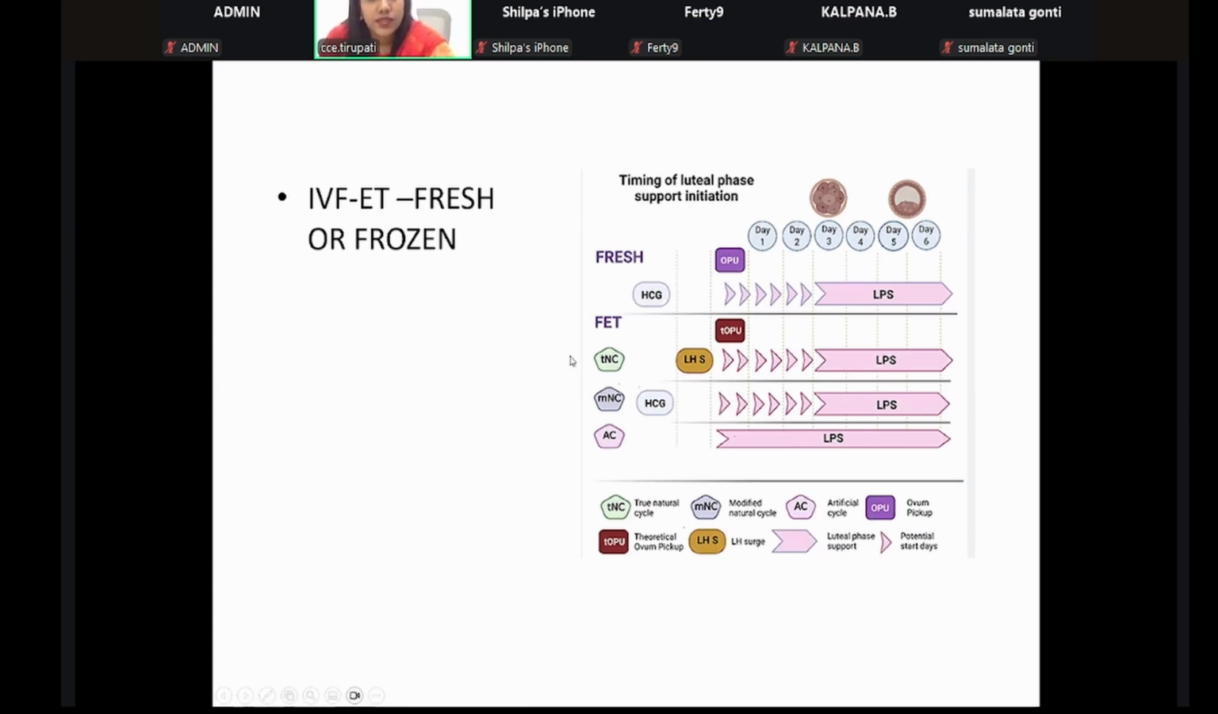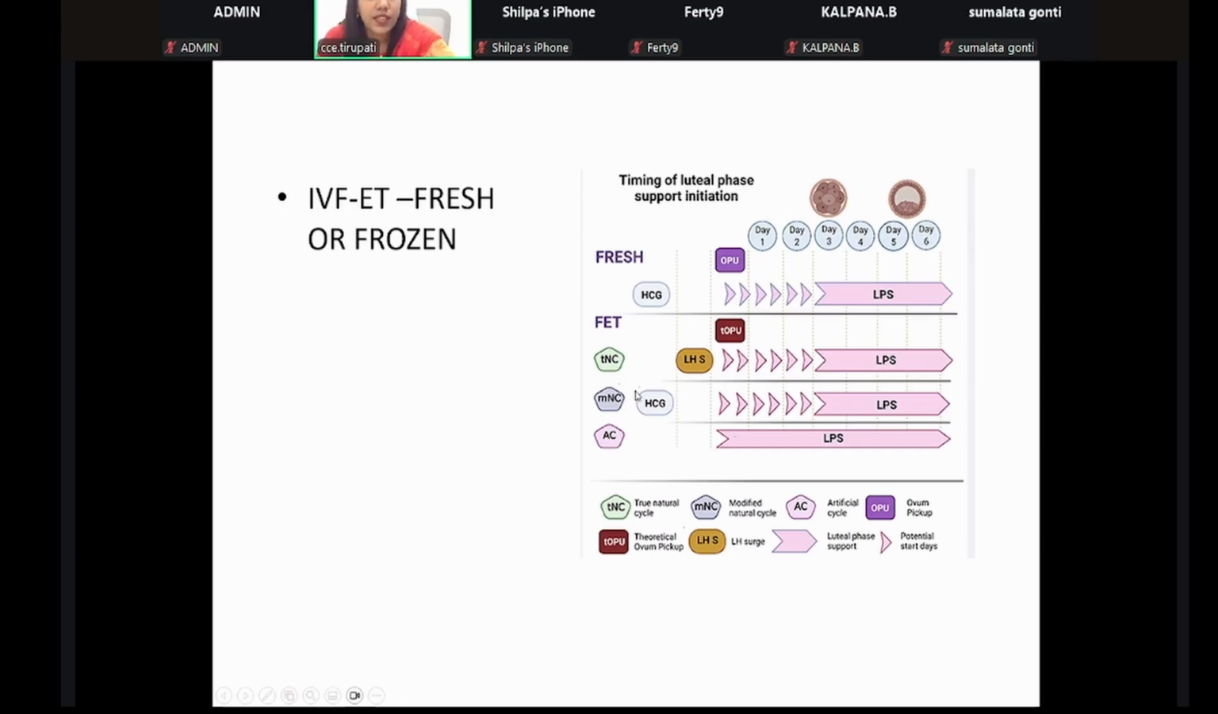In order to understand LPS, you need to have an idea of fresh and frozen transfers. In IVF, after OPU, we do either fresh transfer or frozen transfer. In fresh transfer, we transfer in the same cycle. In frozen transfer, we freeze the embryos and transfer in the next cycle. So in fresh transfer, we start the luteal phase on the day of OPU itself or the next day following OPU. We start with progesterone supplementation, and for the blastocyst embryo, we transfer on day 6.